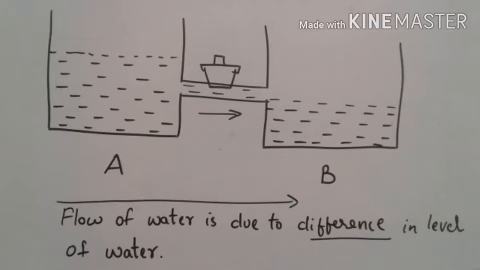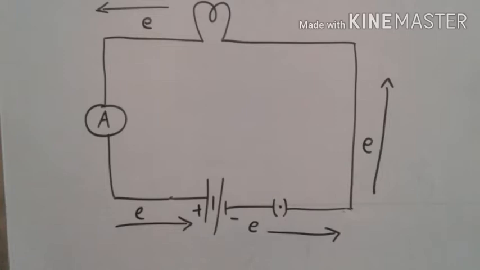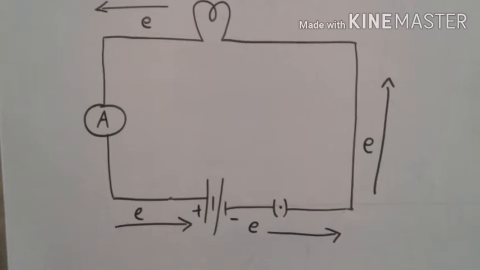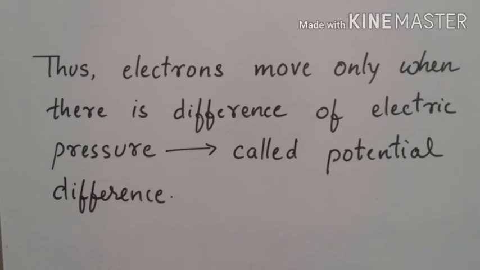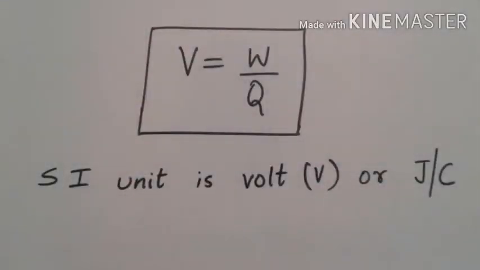So children, the flow of water is due to the difference in level of water. We related this to the flow of electrons in an electric circuit from one terminal to another. The electrons move only when there is a difference of electric pressure, which is known as potential difference. The definition of electric potential difference is the work done to move a unit charge from one terminal of an electric circuit to another terminal.